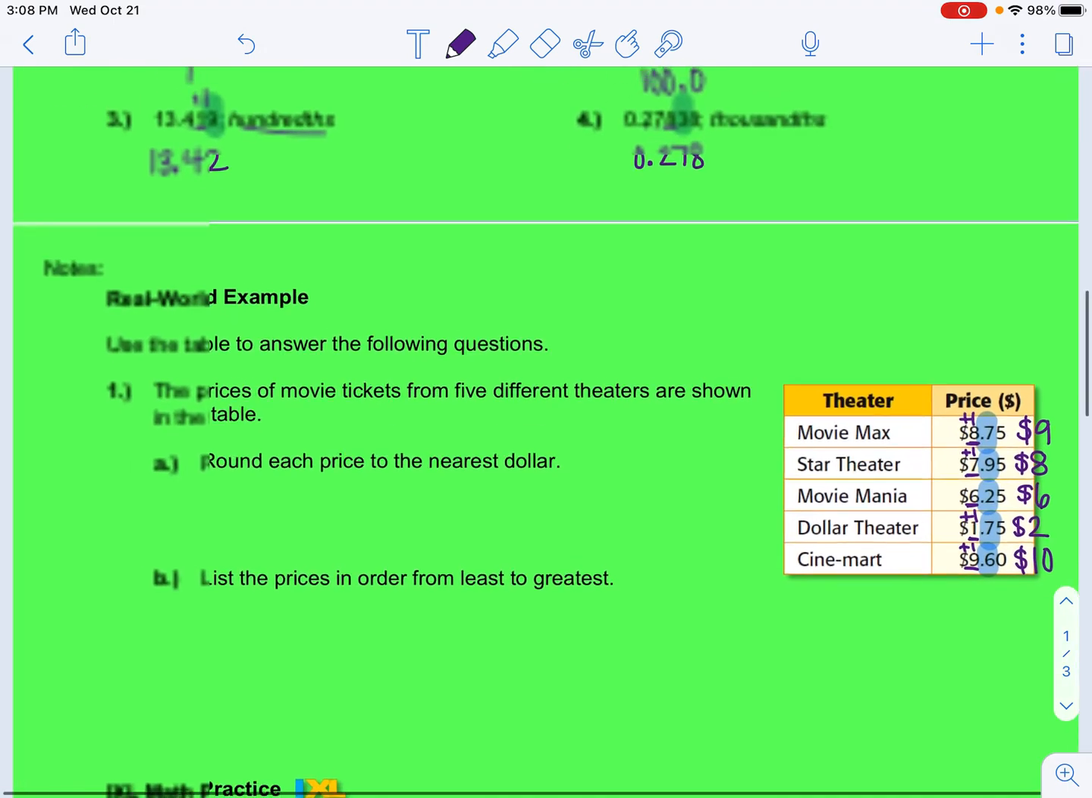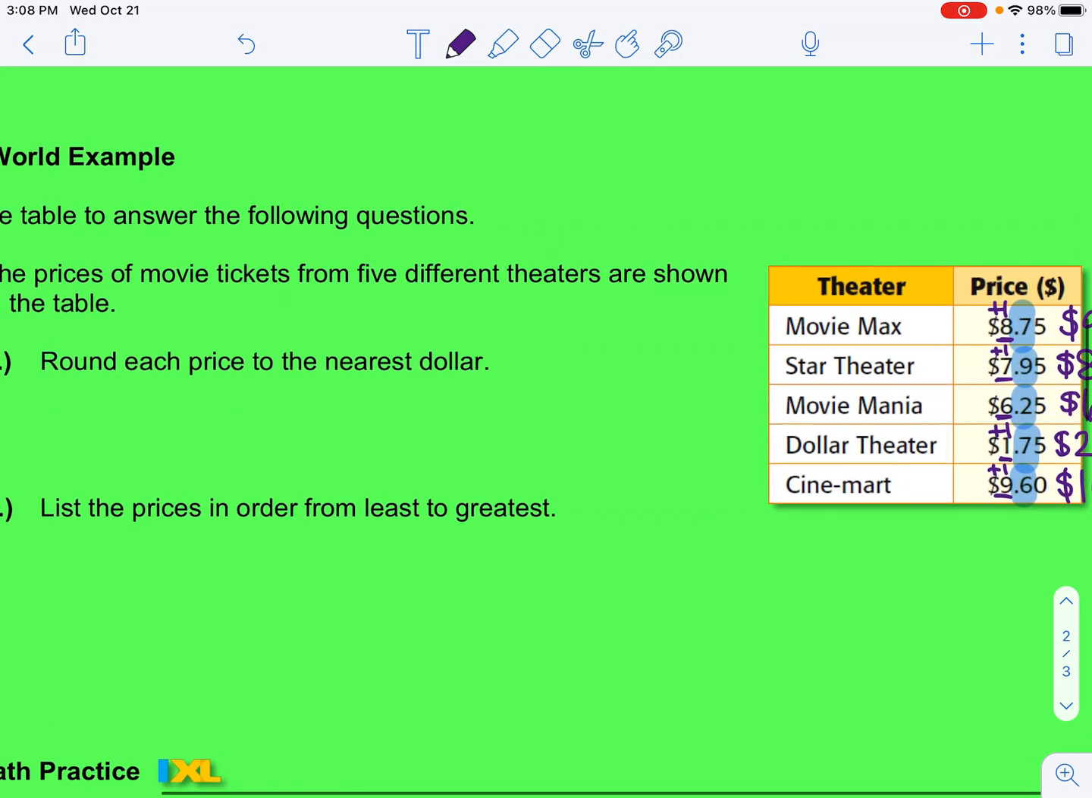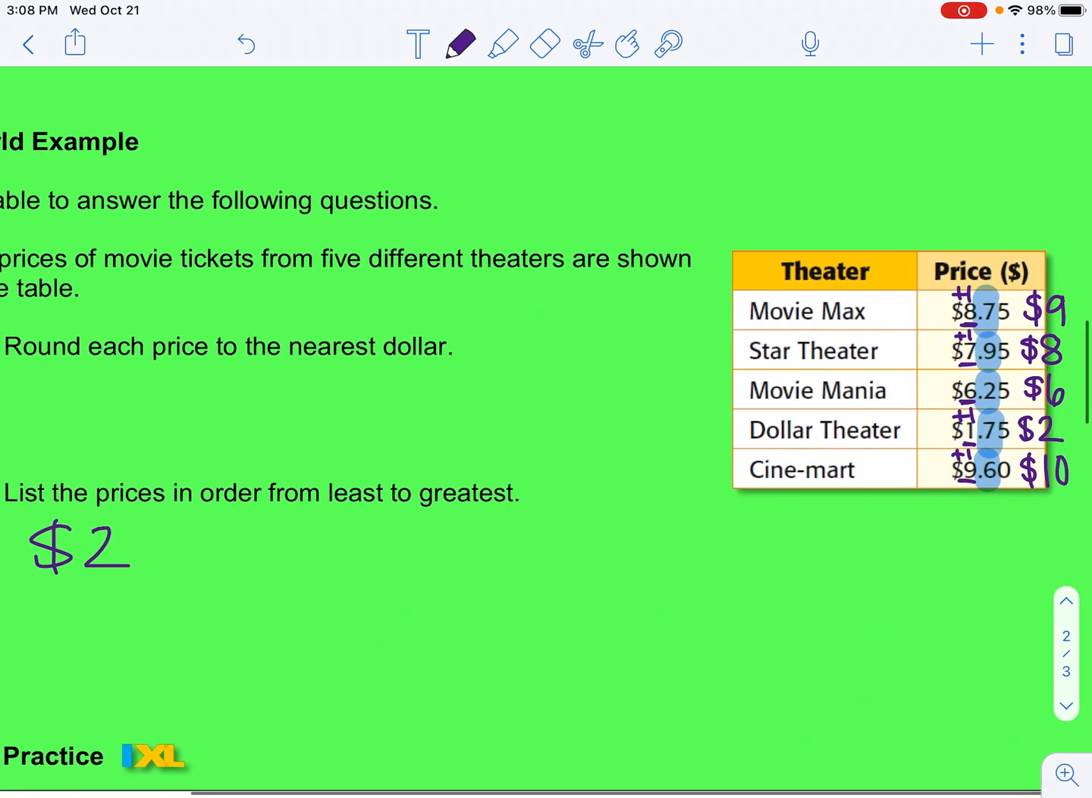Okay, so we have done the first step. We've rounded each price to the nearest dollar. Now we need to list the prices in order from least to greatest. Alright, so to do this, we're going to look at the rounded numbers that we did. Which number was our smallest? Right, it was the $2 one. And then underneath I'm going to write the actual price it was. It was $1.75.